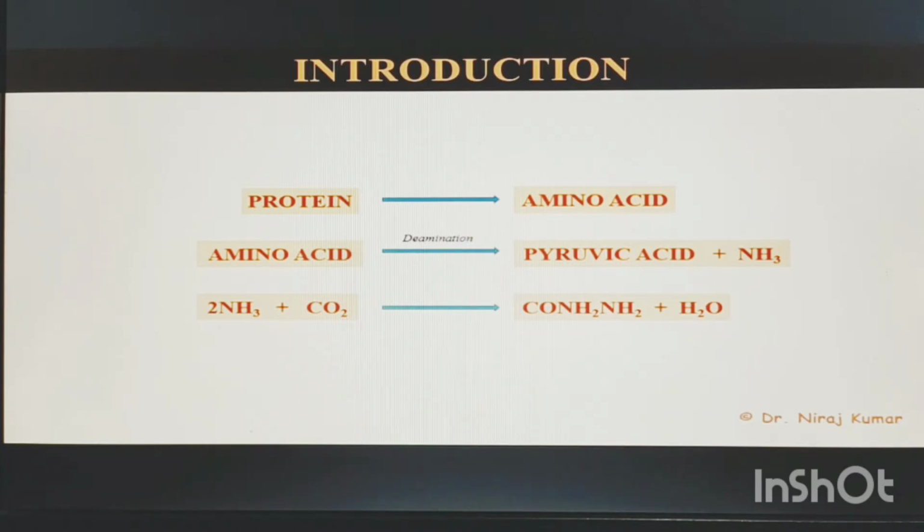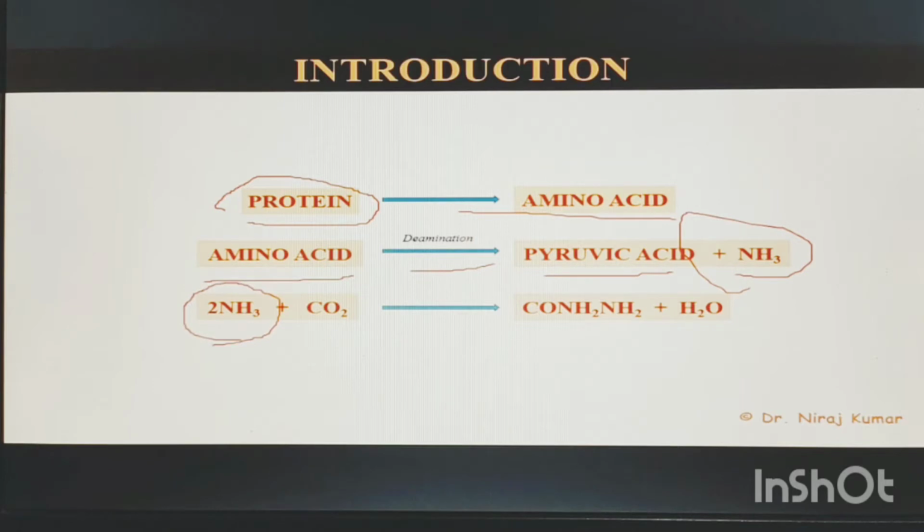So friends, as we know, during protein metabolism, by the process of deamination, the amino acid is transformed into pyruvic acid and ammonia. The ammonia may be further changed into urea and uric acid. Here protein is changed into amino acid. In the next reaction, amino acid after deamination is transformed into pyruvic acid and ammonia. In the third reaction, two molecules of ammonia when combined with carbon dioxide are transformed into urea and water.